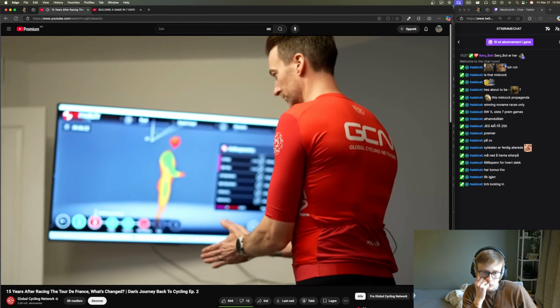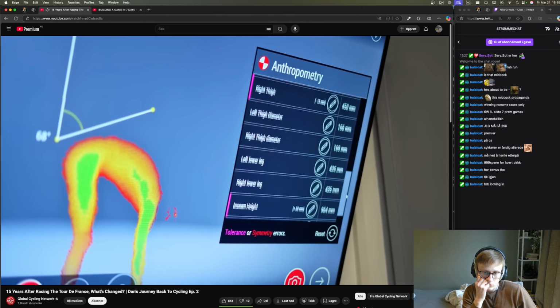So hands together, straight legs, and bend over as much as you can. Okay, good. You have good flexibility. You have 68, that is a very good position. Oh, that's a good start.